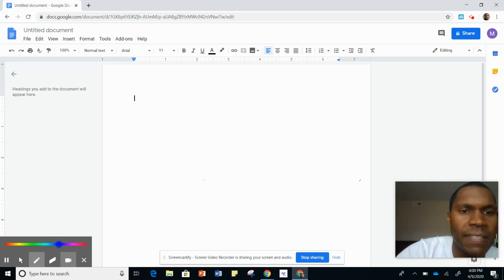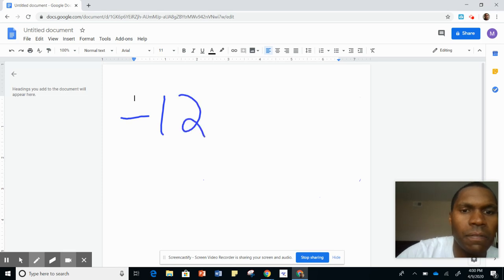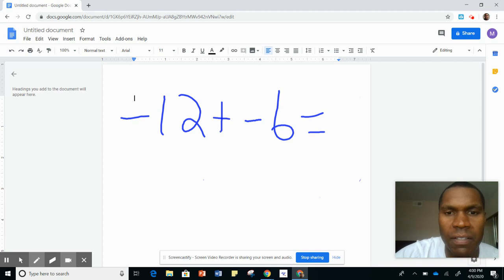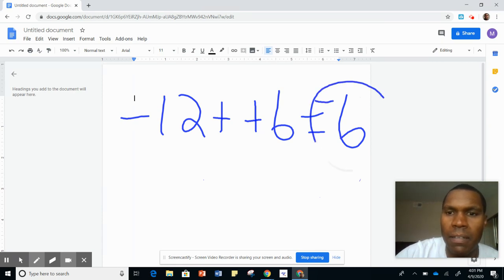So here we go. Let's say you have a negative 12 minus negative 6. Now, the rule is whenever a minus follows an integer, a number, you change the sign to addition, and then you change the next sign, which in this case is a negative 6, it's going to be a positive 6. Now you go back to step 2, negative 12 plus 6, 12 minus 6 gives us 6. And what's bigger, 12 or 6? 12. 12 has a negative, so the answer is going to be negative 6.